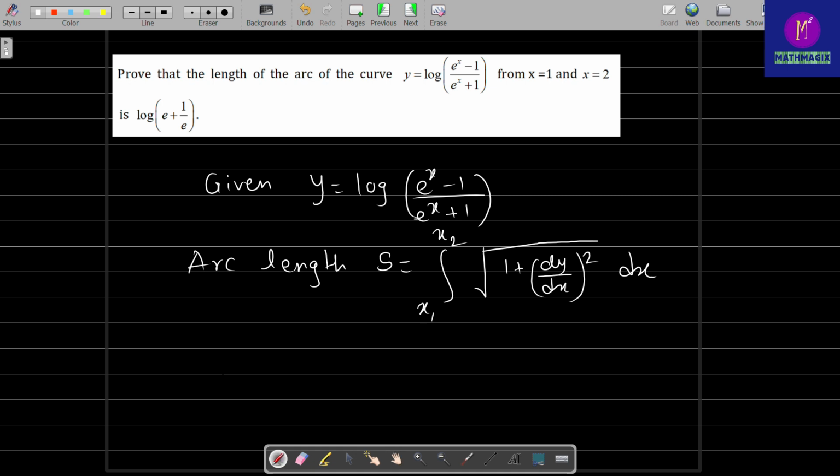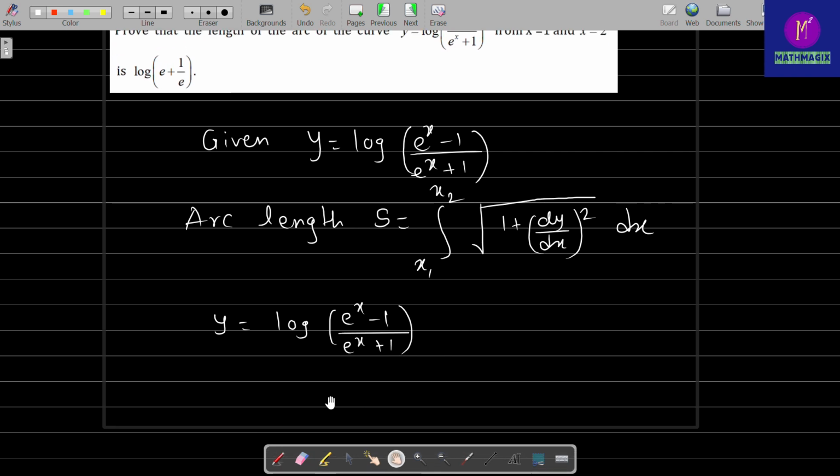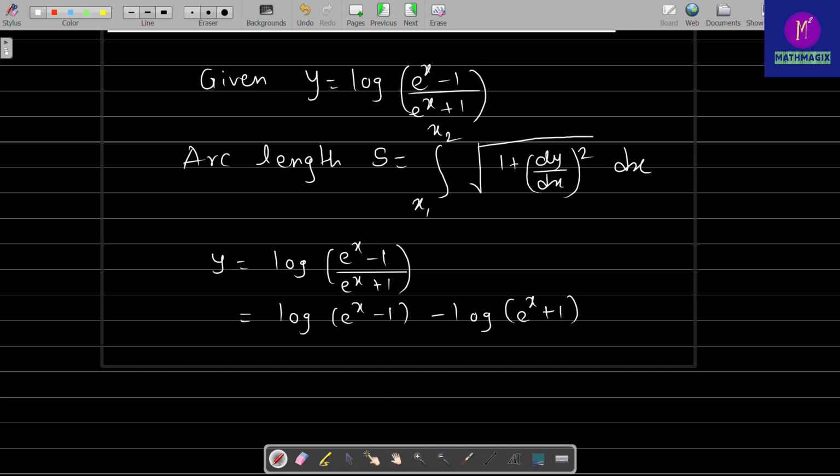We have the function y equals log of (e^x minus 1) upon (e^x plus 1). Before taking a derivative of this, first we will apply the property of log, that is log of (e^x minus 1) minus log of (e^x plus 1). Now we can easily take a derivative of this. So dy/dx is equal to 1 upon (e^x minus 1), that is the derivative of log, but then we have to use the chain rule. The derivative of e^x minus 1 is e^x, so we will write that, times e^x.